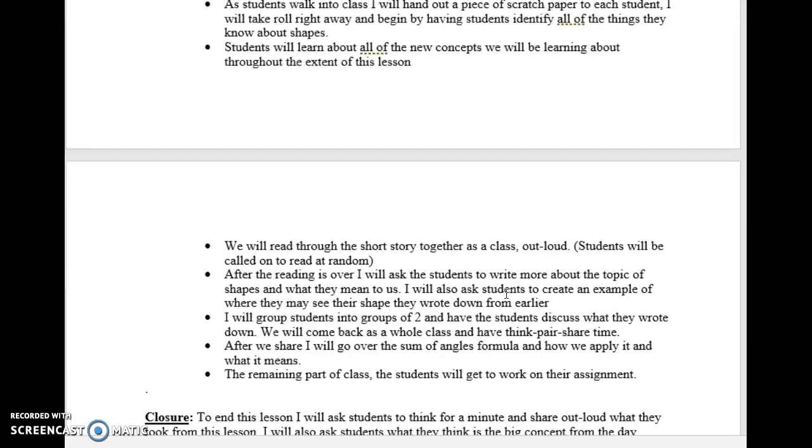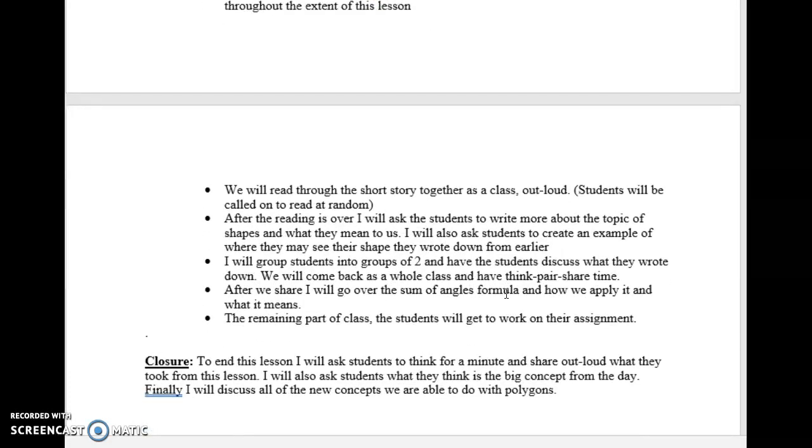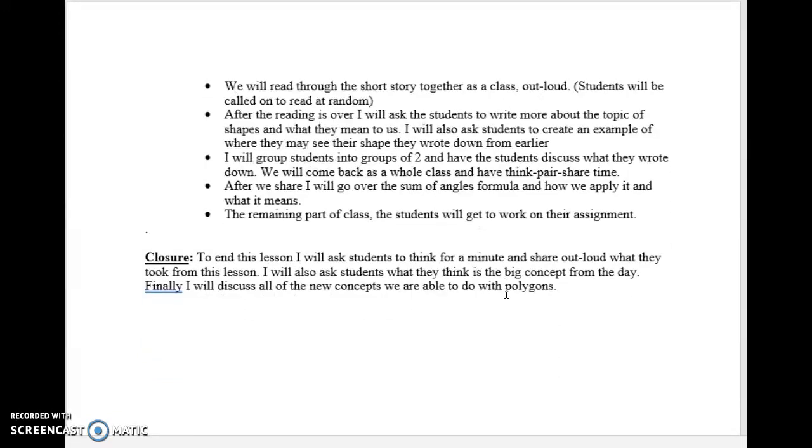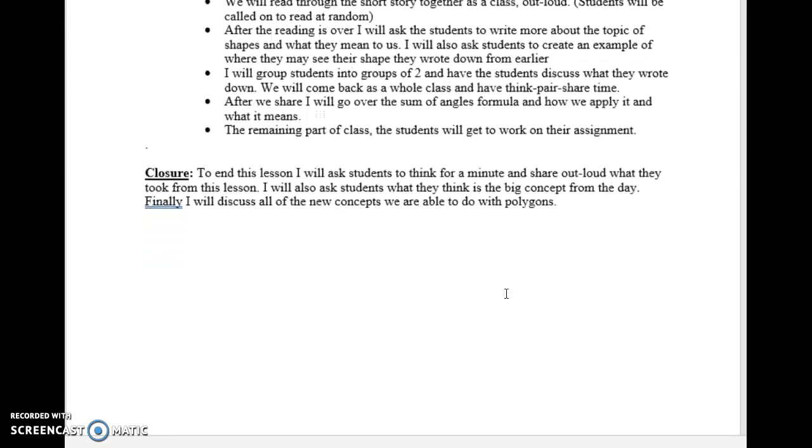So then I'll briefly talk to the students about the lesson plan, the game plan of the whole day. And then I'll have them fill out their before reading about all the shapes that they can tell me about and what those shapes mean and how they differ. And then we will go ahead and read the short story together in class. And then we'll do the after reading portion of the day.